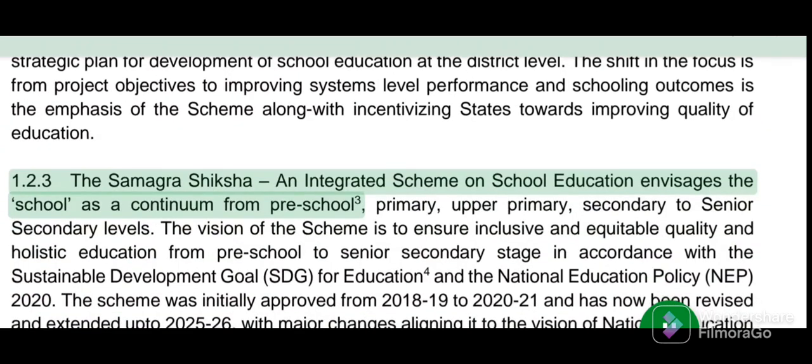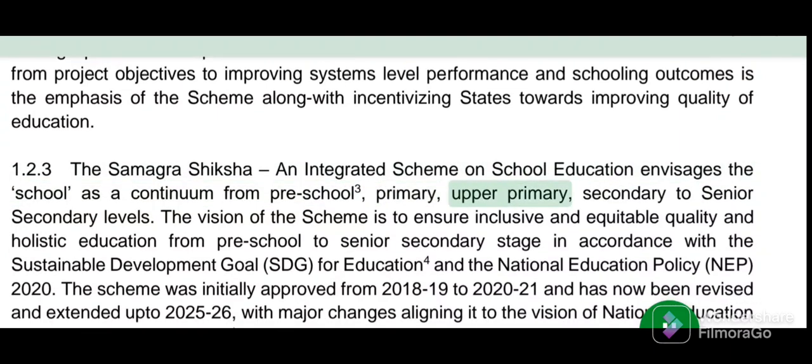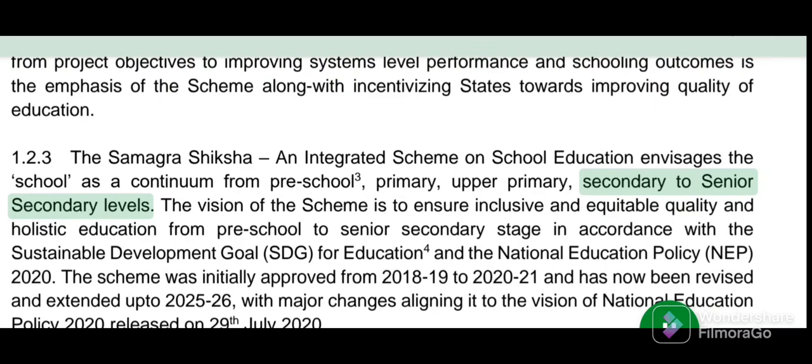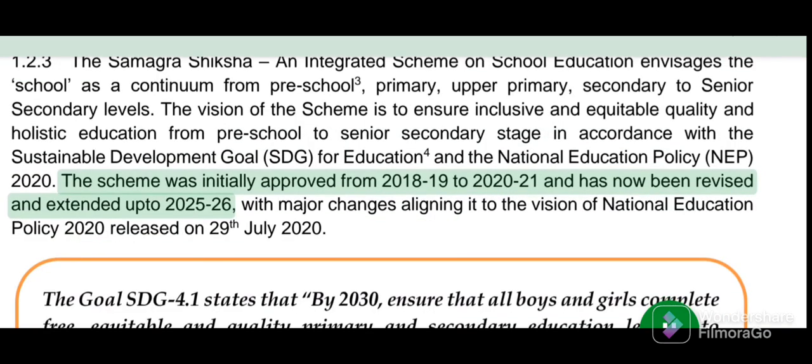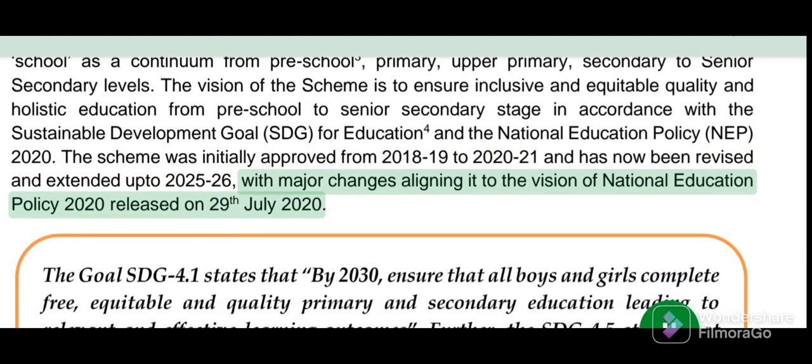1.2.3 The Samagra Shiksha, an integrated scheme on school education, envisages the school as a continuum from preschool, primary, upper primary, secondary to senior secondary levels. The vision of the scheme is to ensure inclusive and equitable quality and holistic education from preschool to senior secondary stage in accordance with the Sustainable Development Goal (SDG) for Education 4 and the National Education Policy (NEP) 2020. The scheme was initially approved from 2018-19 to 2020-21 and has now been revised and extended up to 2025-26, with major changes aligning it to the vision of National Education Policy 2020 released on the 29th of July 2020.